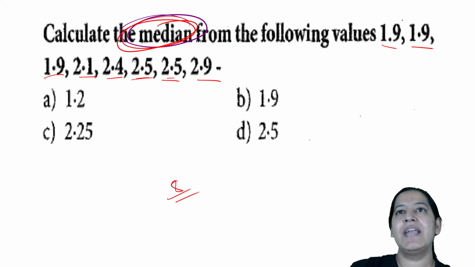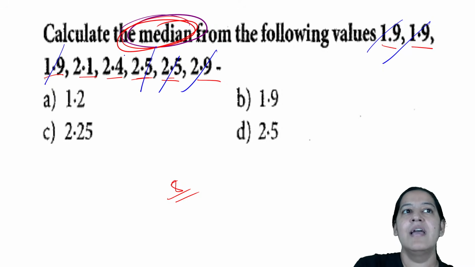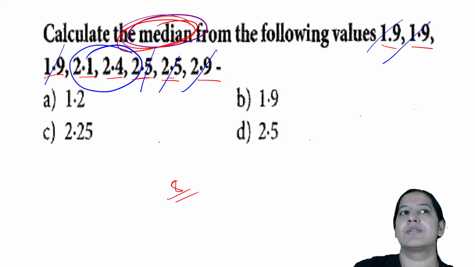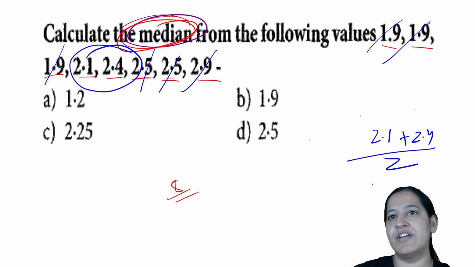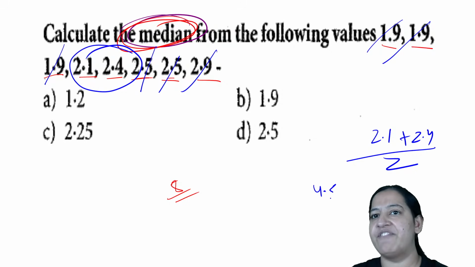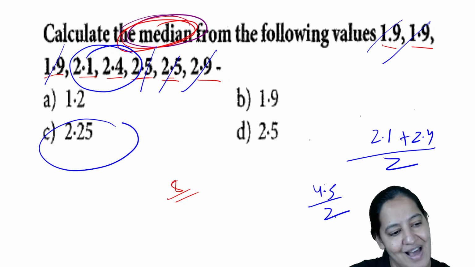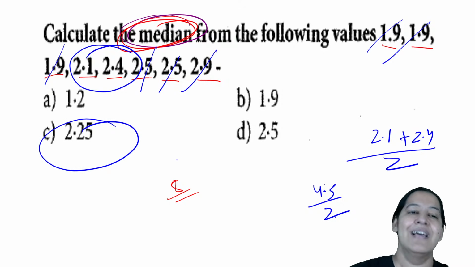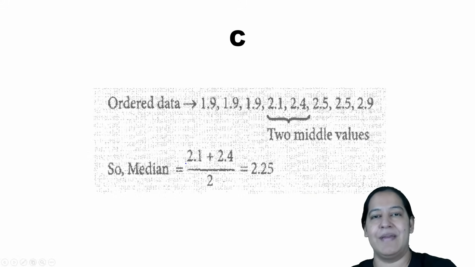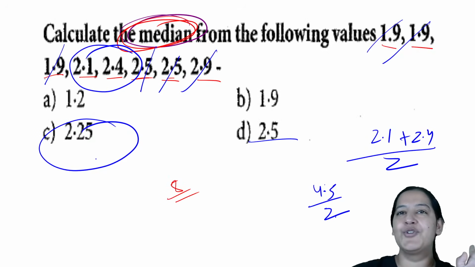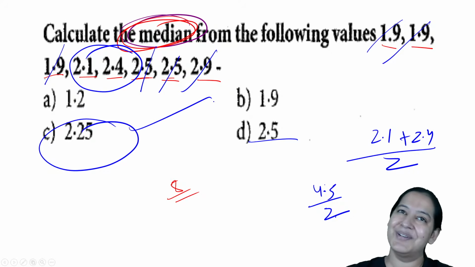Out of the 8, leave 3 values from the front and leave 3 values from behind. In the center, you are left with 2 values. So it is 2.1 plus 2.4 upon 2. Take the average of both. So it will be 4.5 by 2, which is 2.25. Yes, RK, Niranjan, you are absolutely right. Niranjan, not D, it will be C. Maybe a calculation mistake happened. So it is 2.25, not 2.5. So the correct answer here is C. Done. So that is the median.